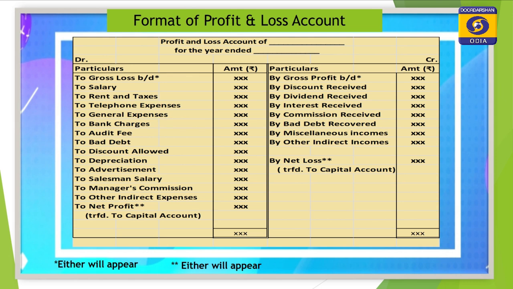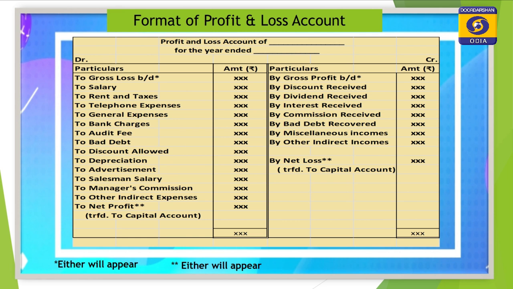Now, let us come to the credit side. On the credit side, we have by discount received. If any discount has been received, then that will be shown on the credit side. By dividend received, by interest received, by commission received. If any bad debt has been recovered, then that will also find a place on the credit side. By miscellaneous income, or any other kinds of indirect income, students, that will come to the credit side.